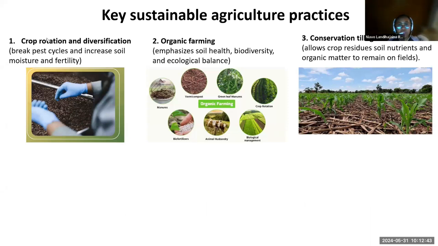Let's see some examples of sustainability practices in agriculture. First, crop rotation and diversification, which, for example, break pest cycles and increase soil moisture and fertility. Then organic farming, which is sustainable because it emphasizes soil health, biodiversity, and ecological balance. Conservation tillage: in these pictures, you can see that different crop residues are left in the soil, and this allows soil nutrients and organic matter to return to the soil.